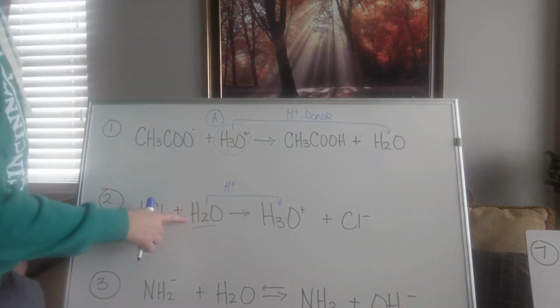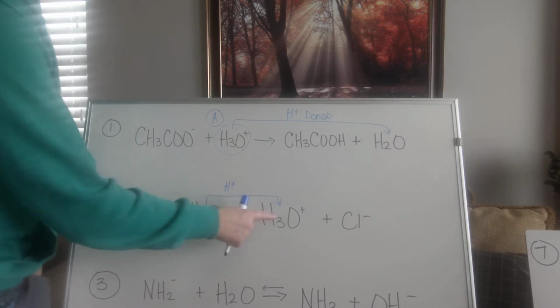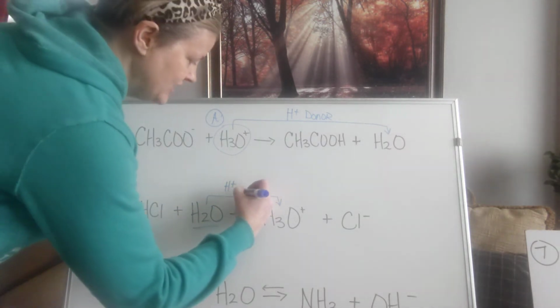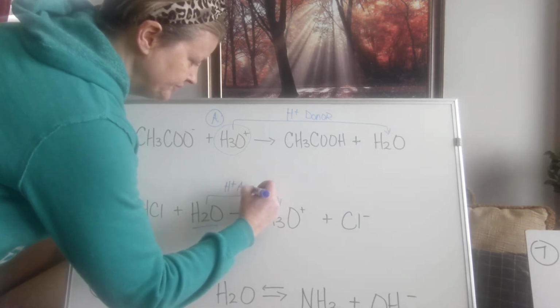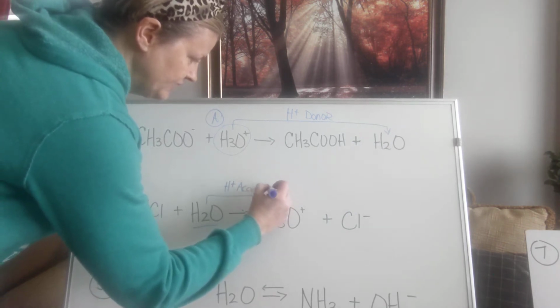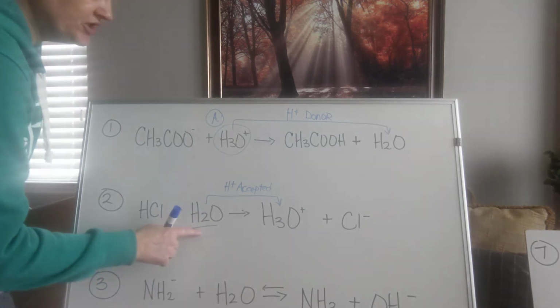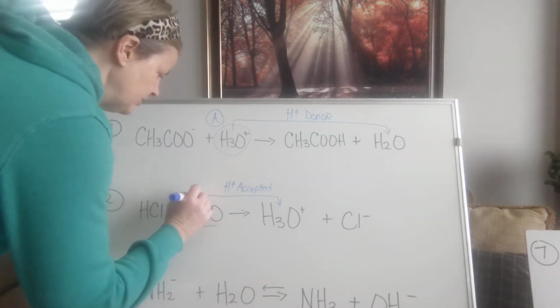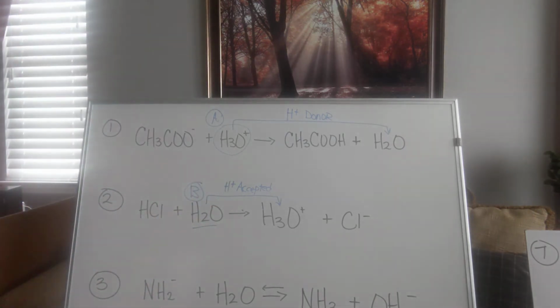And was it lost or gained? It goes from 2 to 3. So the hydrogen ion was gained, also known as accepted. So this is my hydrogen ion proton acceptor. So it is a base.